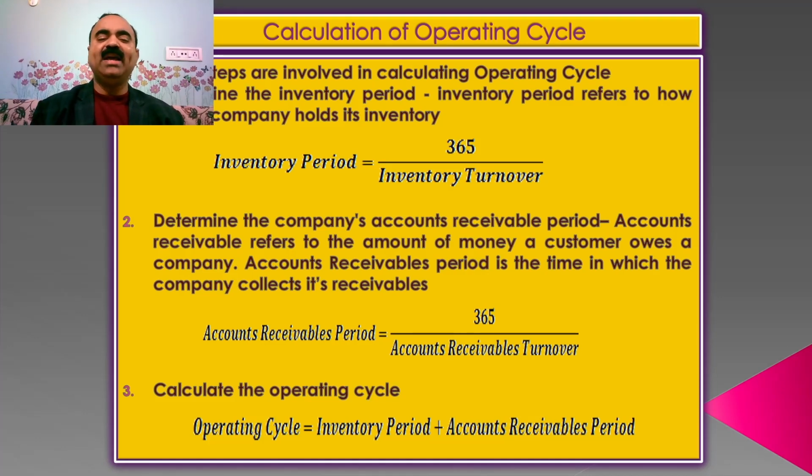2. Determine the company's accounts receivable period. Accounts receivable refers to the amount of money a customer owes a company. Accounts receivable period is the time in which the company collects its receivables. Accounts receivable period is equal to 365 divided by accounts receivables turnover. 3. Calculation of the operating cycle. Operating cycle is equal to inventory period plus accounts receivables period.